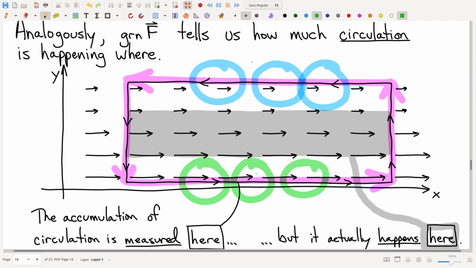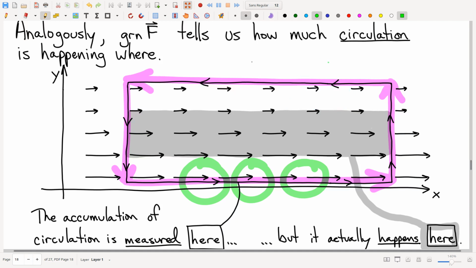How do they compare? How do they add up? Well, the field vector is shorter up here and longer down here. So this is going to be a relatively small negative and a relatively large positive. That adds up to positive. So we've got a positive amount of circulation total.